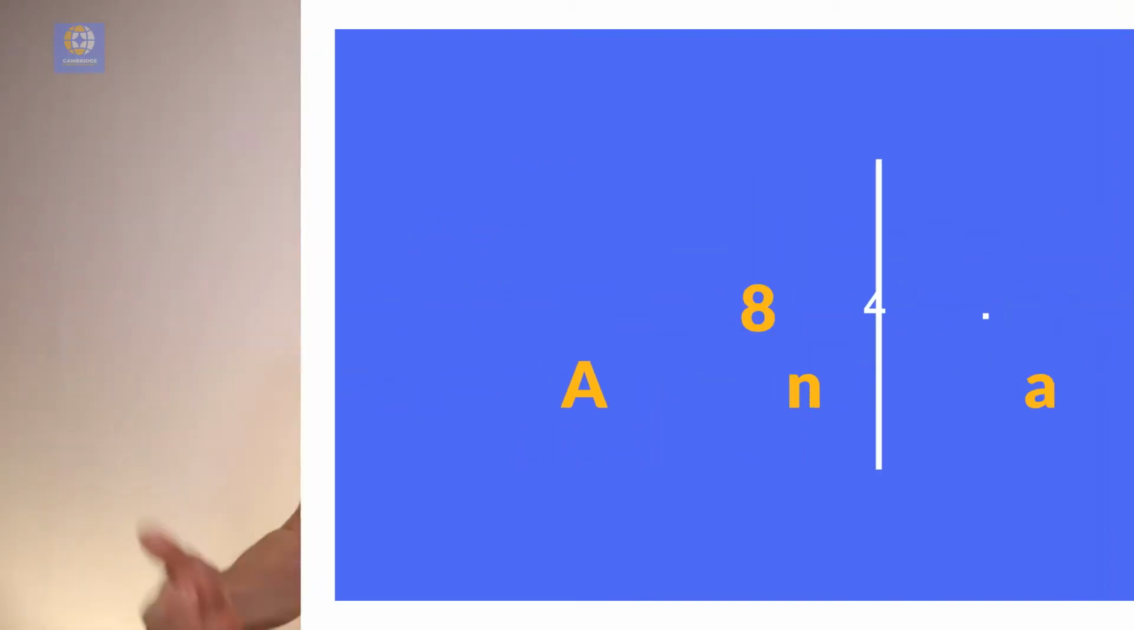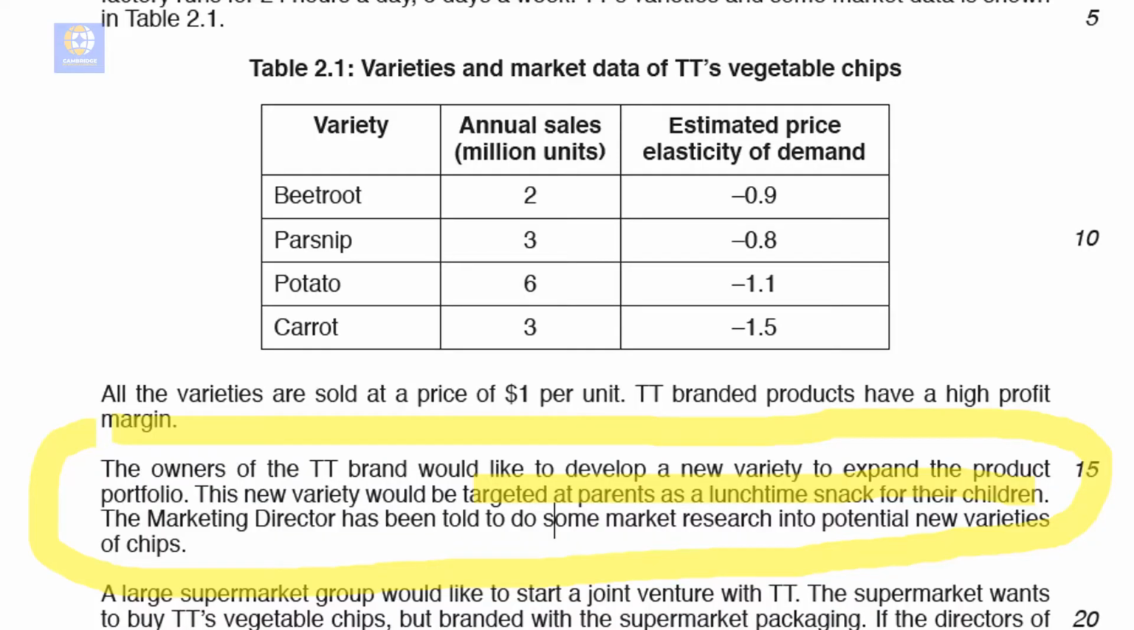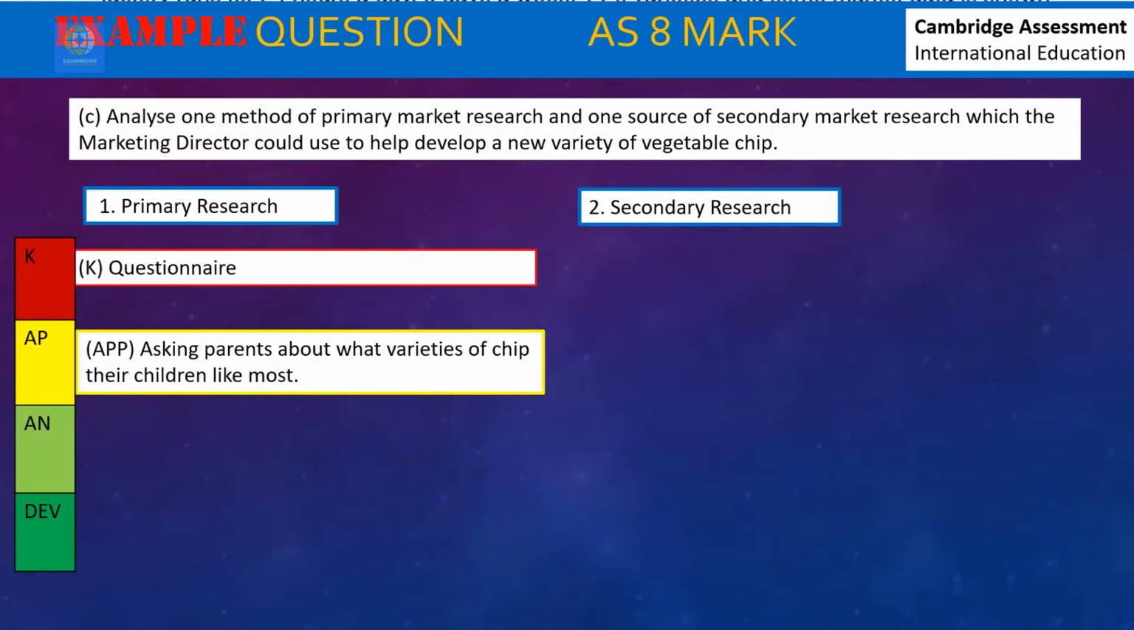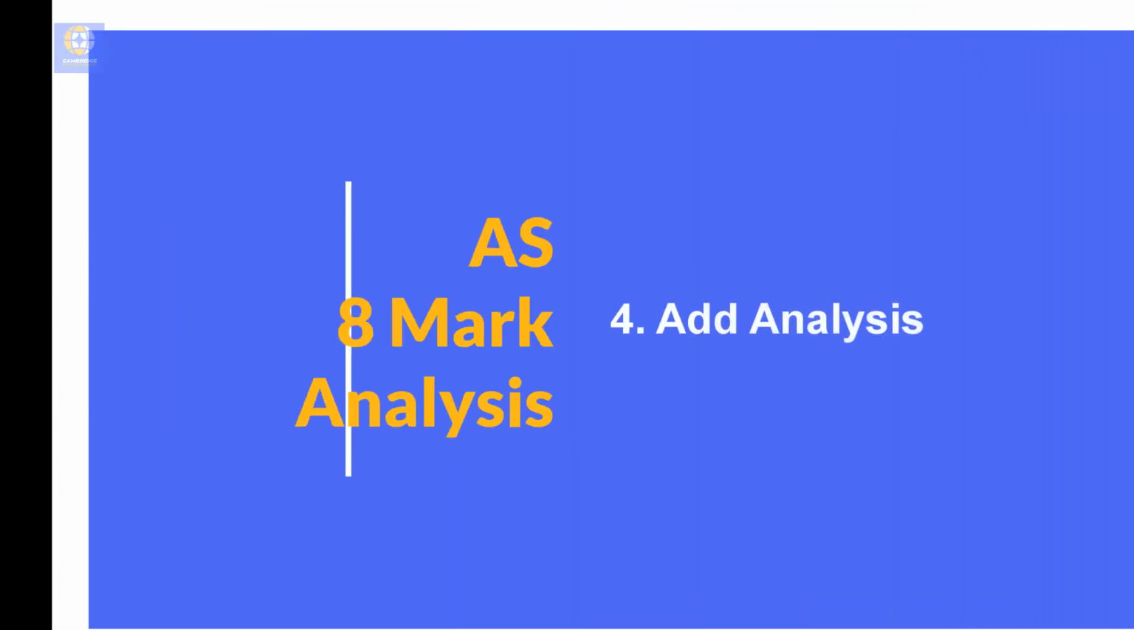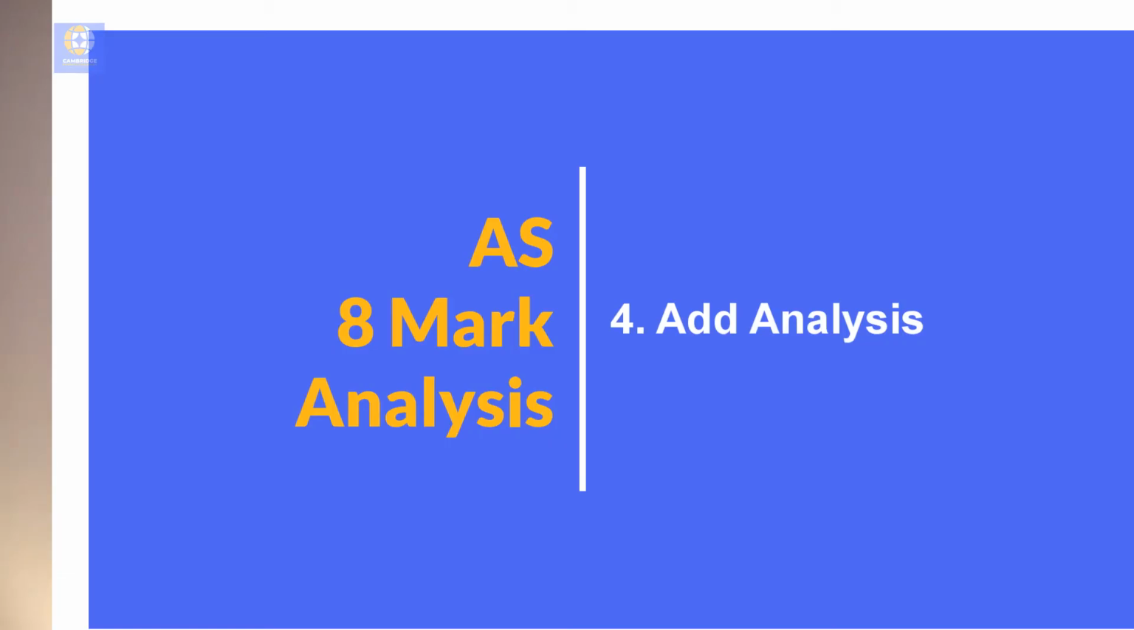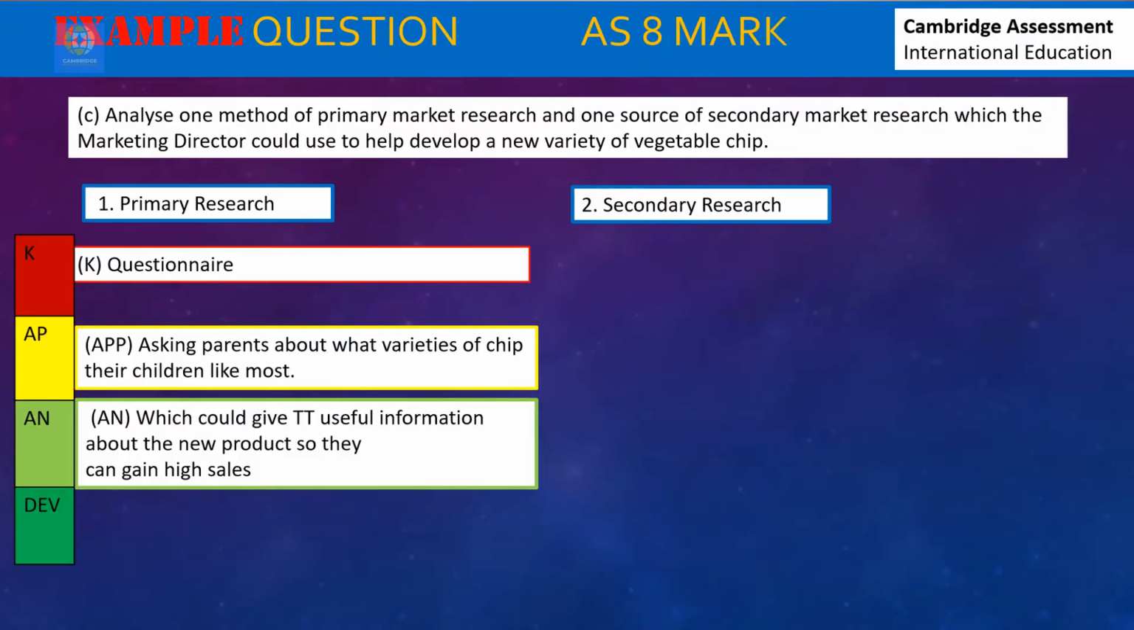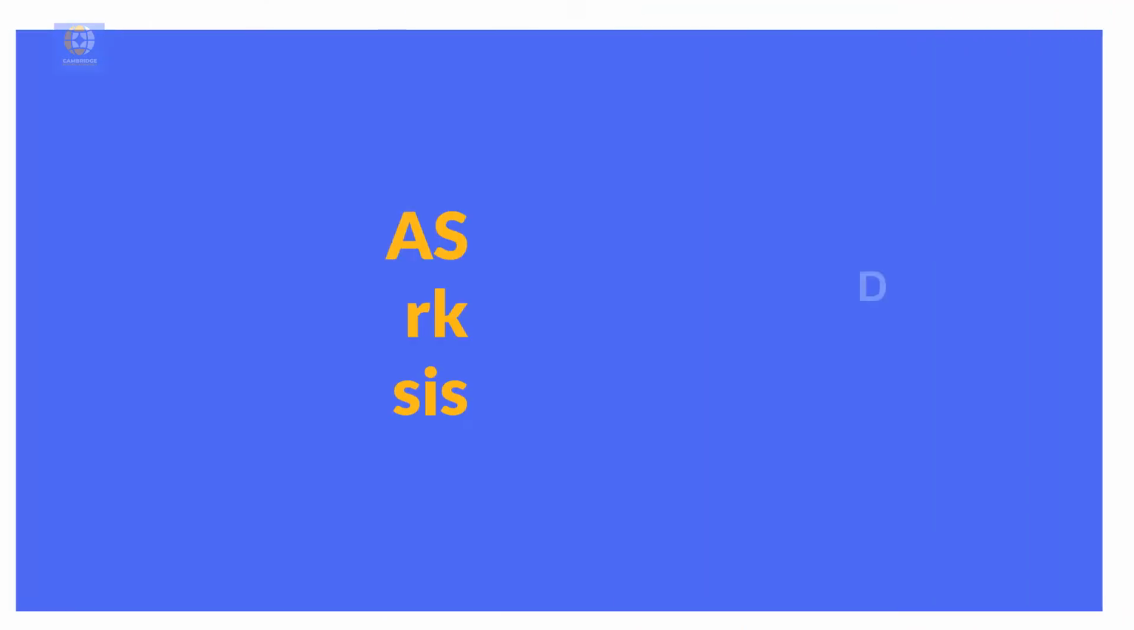The next step in the chain of analysis is adding application. So we link to the case study, we know the target customer are parents, so we use this information and apply to vegetable chips. Next we get to analysis. We then analyse by showing the impact of this method on the market research. Could give TT useful information about the new product so they can gain high sales.